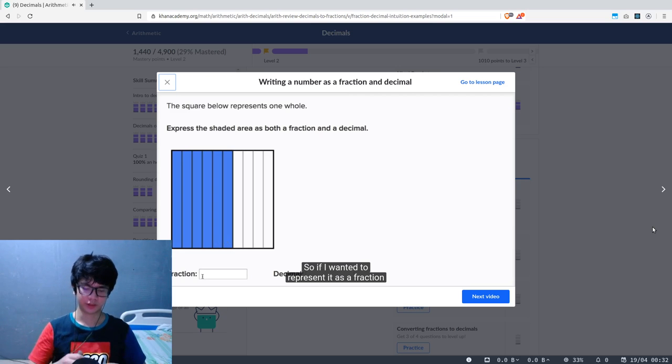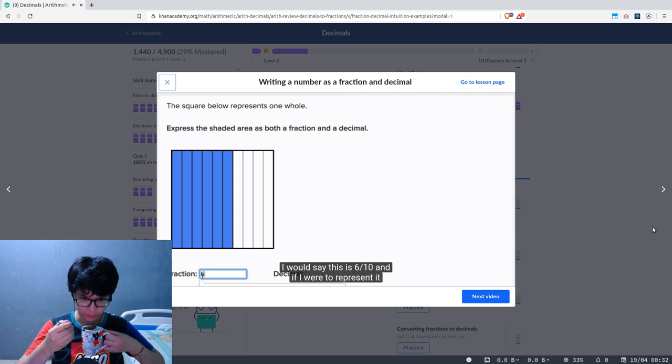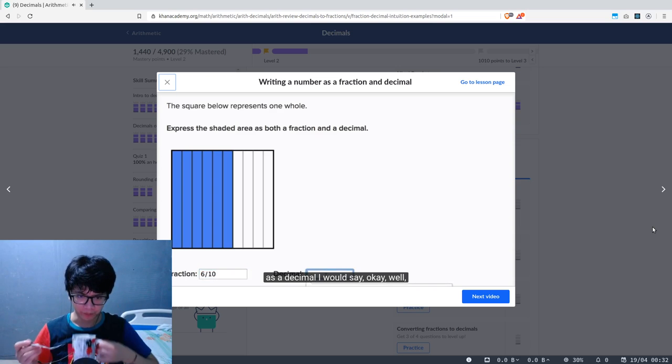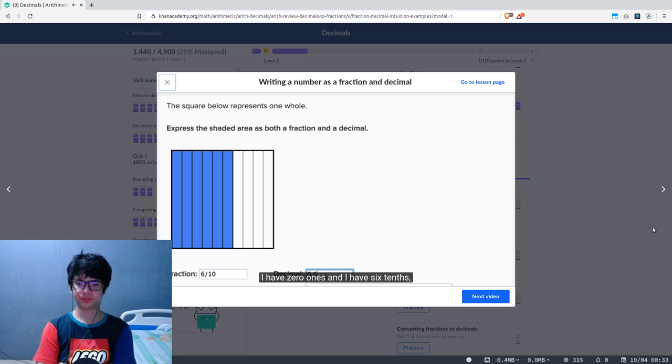So if I wanted to represent it as a fraction, I would say this is six tenths. And if I were to represent it as a decimal, I have zero ones, and I have 6/10. So as a decimal, it is 0.6. Let's do a couple more of these examples.